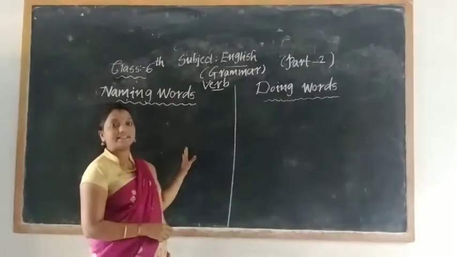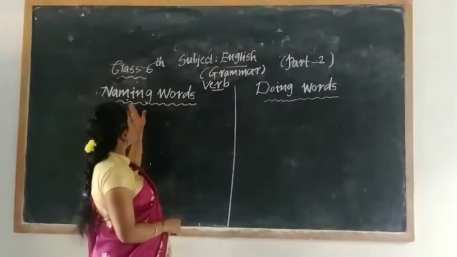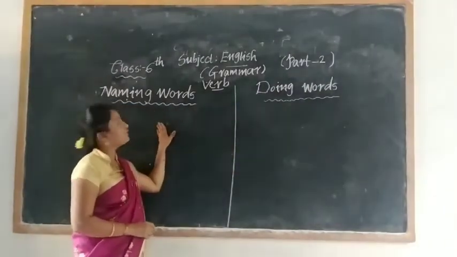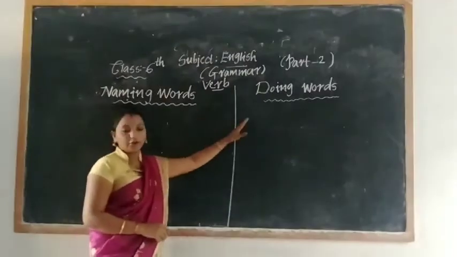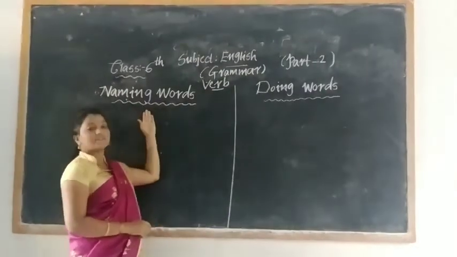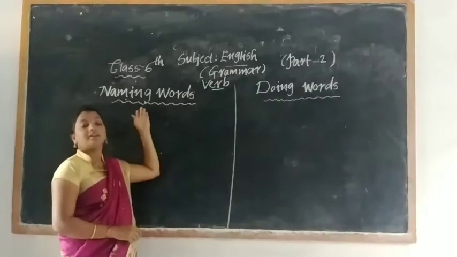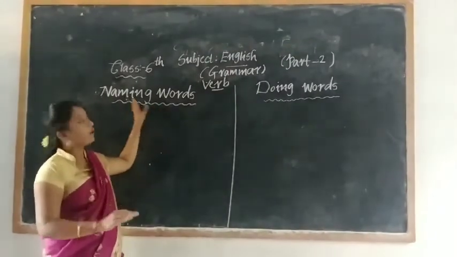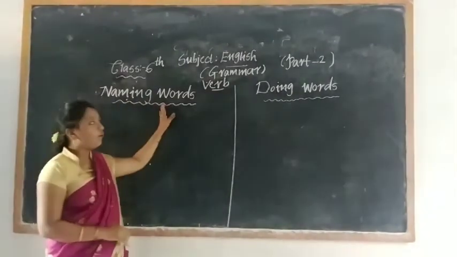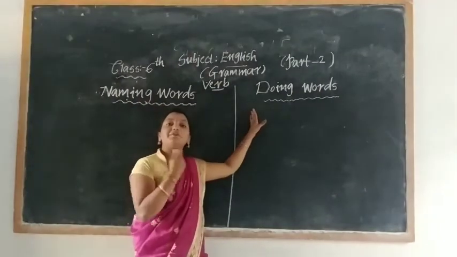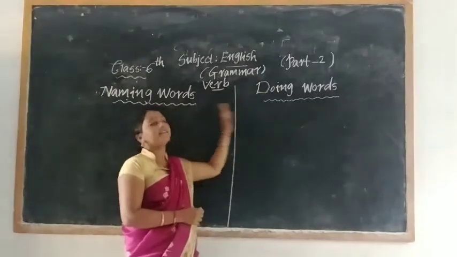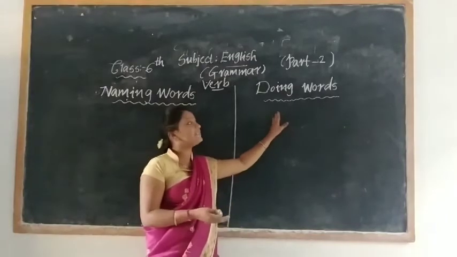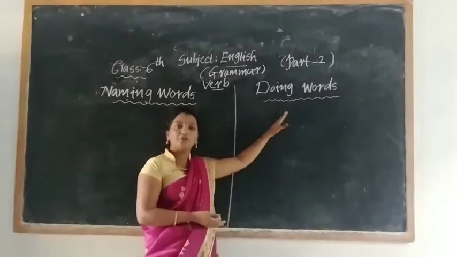But today we are going to see, in part 2, naming words and doing words. I think you will be confused. What do you mean by naming words and doing words? Nothing here. Naming words, for example, the teacher. It is a person's name, so we call that a naming word. But doing words, what will a teacher do? The teacher teaches. Teaches is the action word. It is a doing word. We call that a doing word.